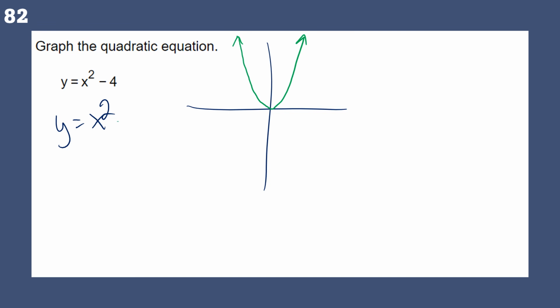So there we have it. But this says x squared minus 4. So all we have to do is subtract 4. In other words, we're going to move this down 4. And graph it. And guess what? That's my answer.